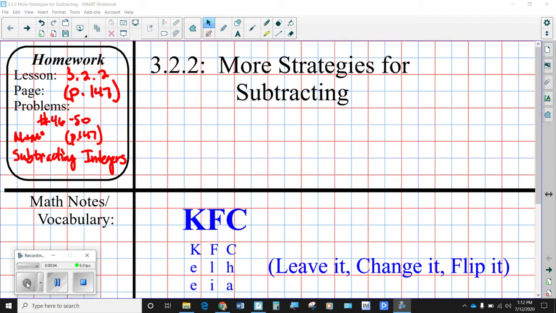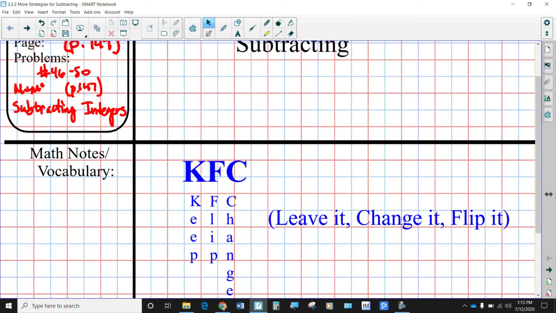Alrighty, for today's lesson, we're going to continue with our strategies for subtracting integers. And today I'm going to formally introduce to you my foolproof method for subtracting integers by changing the subtraction problem to an addition problem, and that is called KFC. Some of you may know it as leave it, change it, flip it, but I like KFC because chicken's delicious and I just like KFC better.